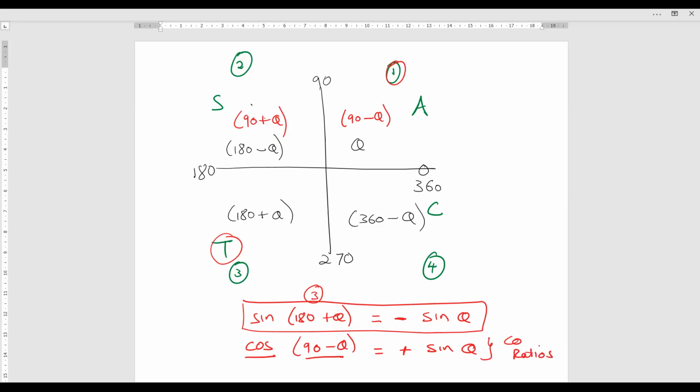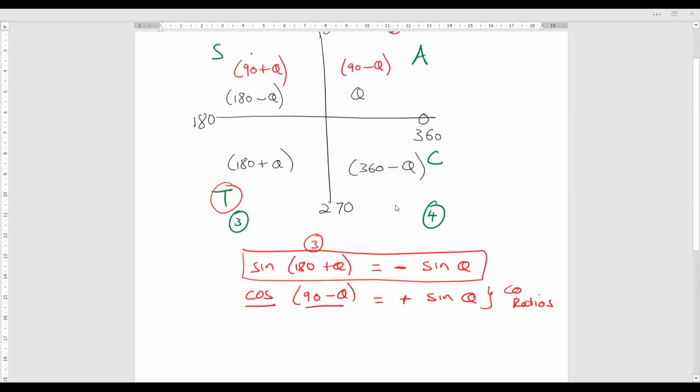So our CAST diagram is very important to us. I want you to make a note of this, because I'm going to refer to this CAST diagram quite often during the lesson. So we must be able to quickly come back and look at what it looks like in the CAST diagram.